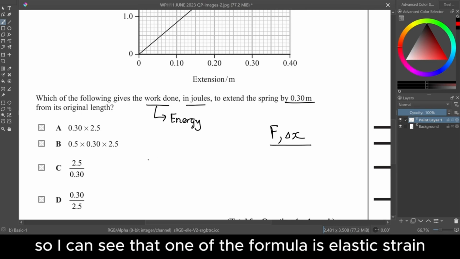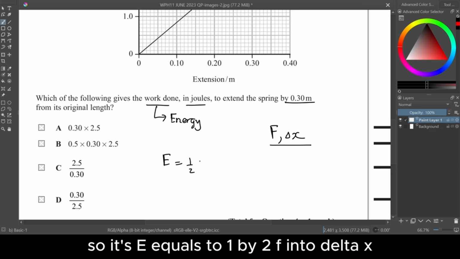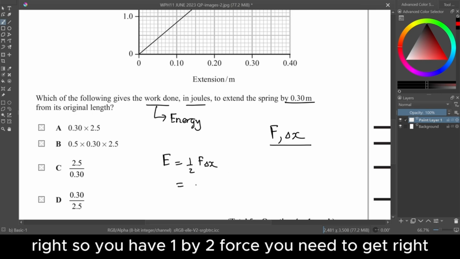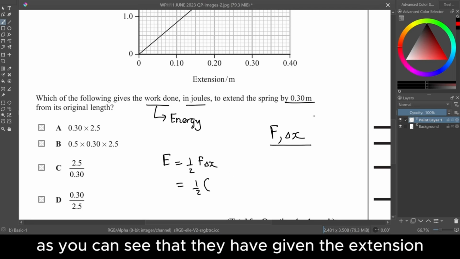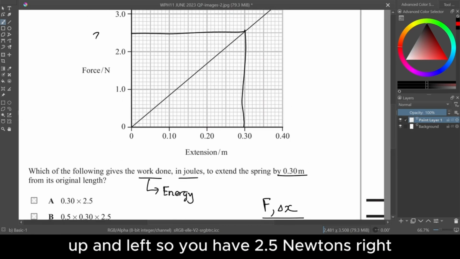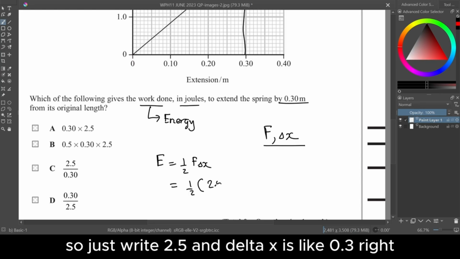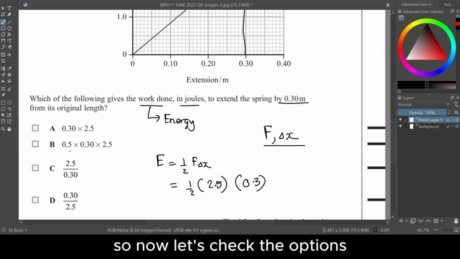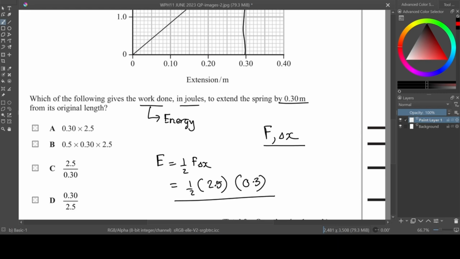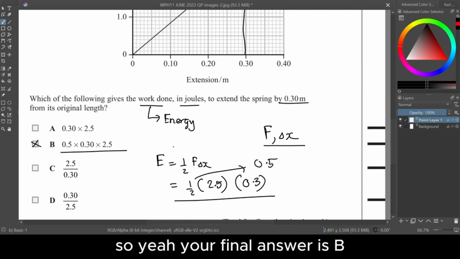So I can see that one of the formulas is the elastic strain energy formula, right? So it's E equals 1 by 2 F into delta X. So you have 1 by 2, and force you need to get. As you can see, they have given the extension, so it's 0.3, and if you tally up the graph, you have 2.5 newtons. So just write 2.5, and delta X is 0.3. Now let's check the options, because this is our expression. Option B matches. Remember 1 by 2 is 0.5. So your final answer is B.